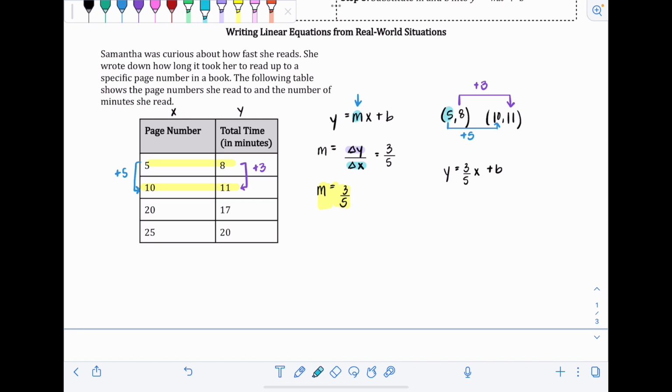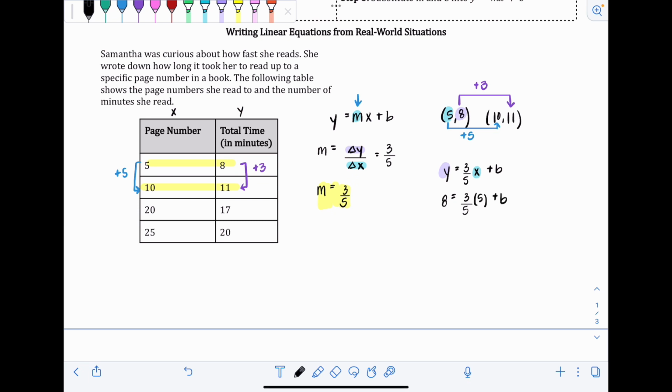So the x coordinate from (5, 8) is 5, so we're going to put that in for x. And then the y coordinate from (5, 8) is 8, so we're going to put that in for y. So we'll put 8 in for y, and then equals 3/5 times x. So times 5, and then plus b.